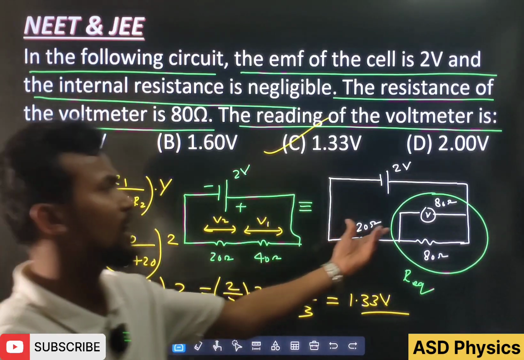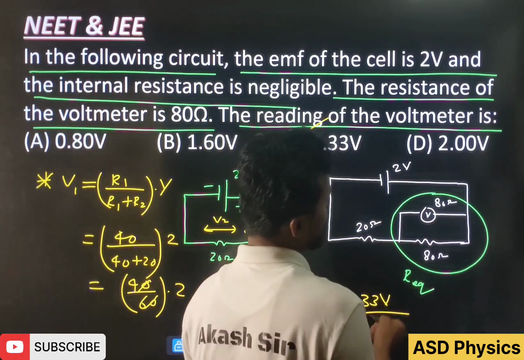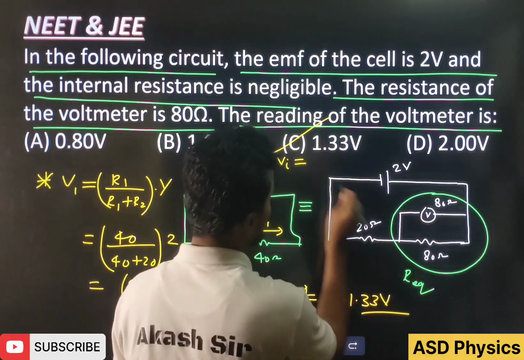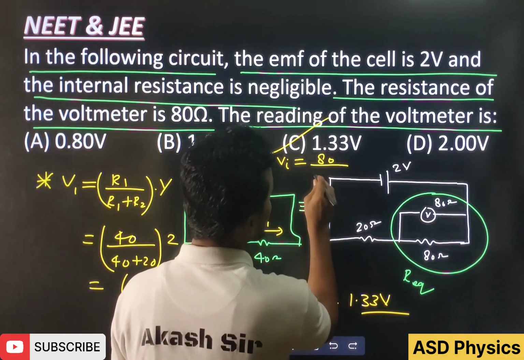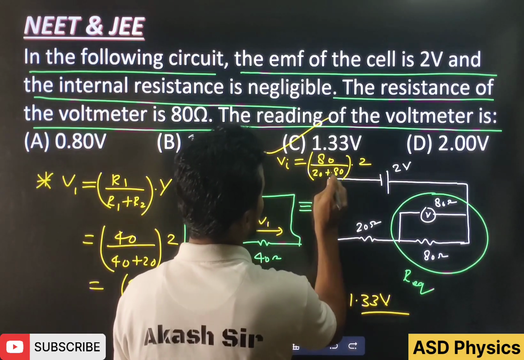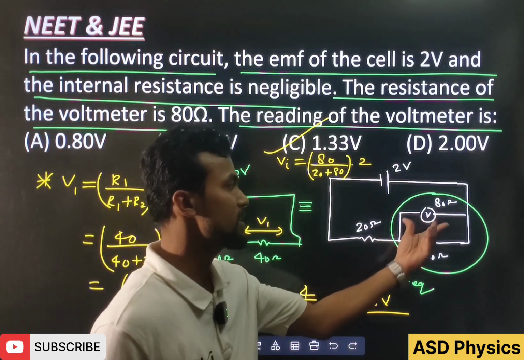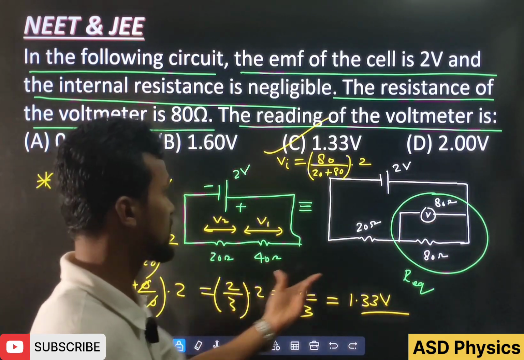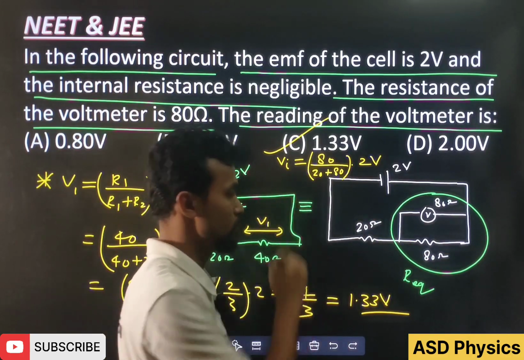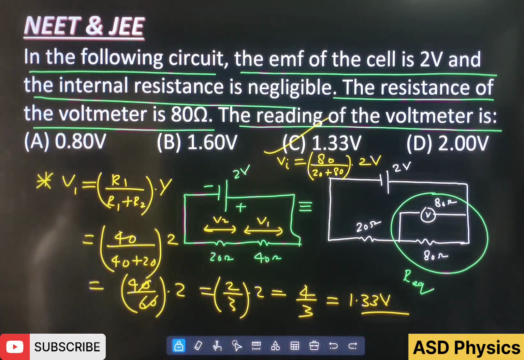If it were an ideal voltmeter, then it would become an open circuit, and the reading would be 80 by 20 plus 80 into 2. Instead of 40, we would take 80, and that would be the true value, but here it is coming with an error. Very clear?